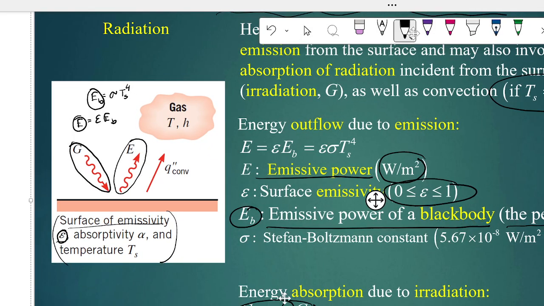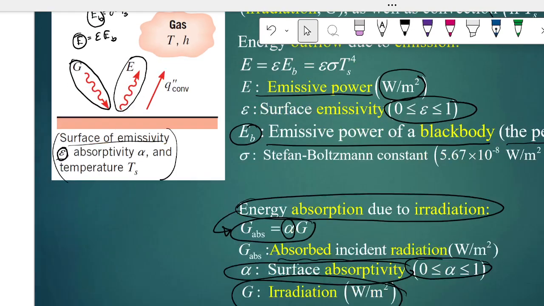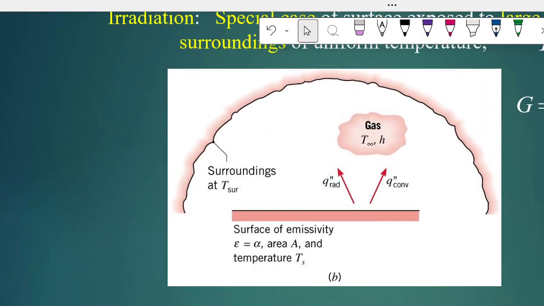Is it like radiation absorbed due to irradiation? You remember that, right? Substance. Okay, so this is G abs, which means radiation absorption on the surface, right? The amount of radiation absorption on the surface.